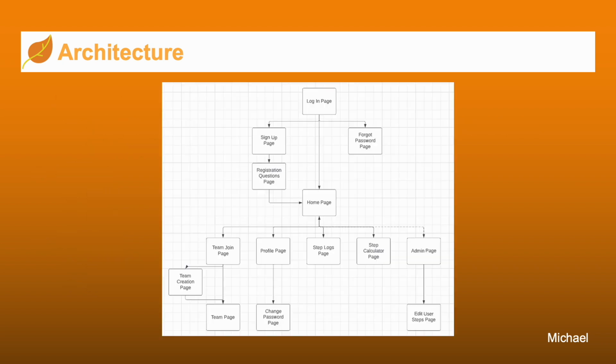This is a flowchart for how our application looks. You start off in the login page, and from there you can either log in to the home page or sign up and create a new user. Once you have signed in, you are directed to the home page. From there, it links you to the team page, the profile page, your step logs, or the step calculator via the nav bar that's either on the bottom of your screen if you're on a mobile device or at the top if you're on a Windows browser.